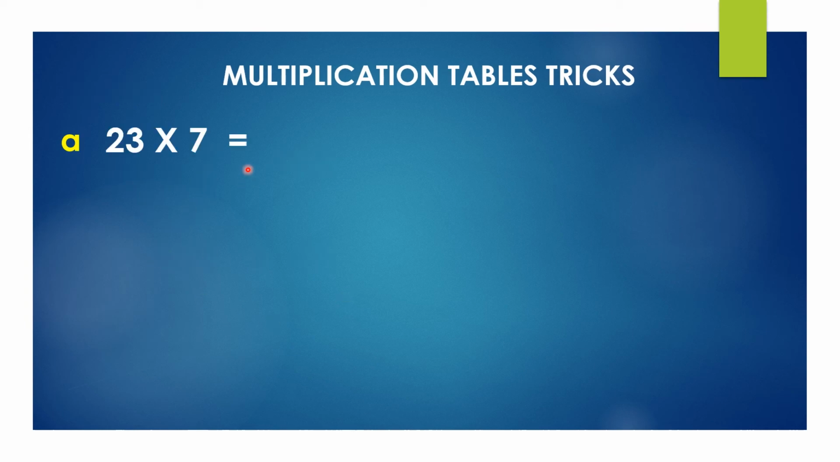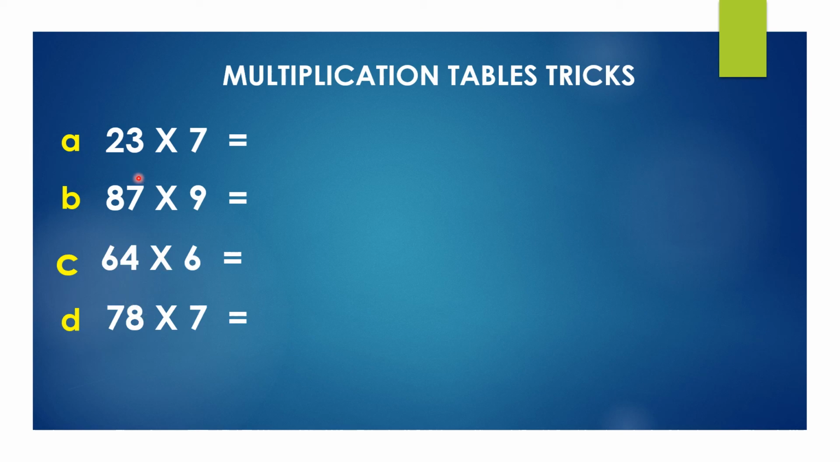23 into 7. You should observe here I have taken 2 3. 2 is in tens place. So it is more than 1. So the second case it is. Case 2 we are following. So first step, you can give it a try. 2 into 7 it is 14. So write 0 just beside that number. And then 3 into 7 you can do. 3 7s it is 21. Add both these numbers. So 161 is the product.